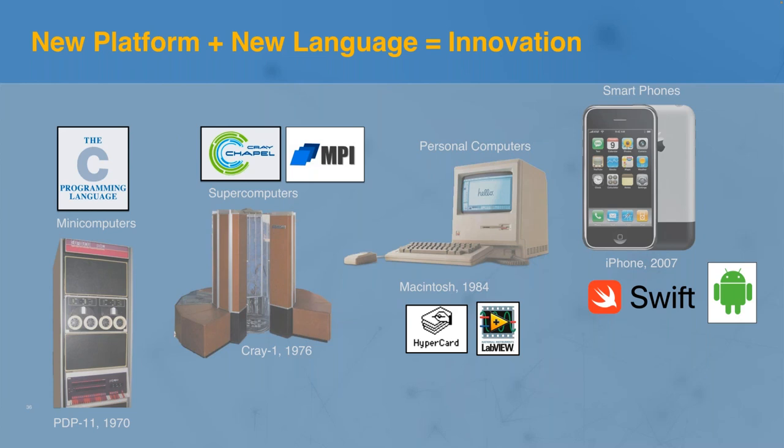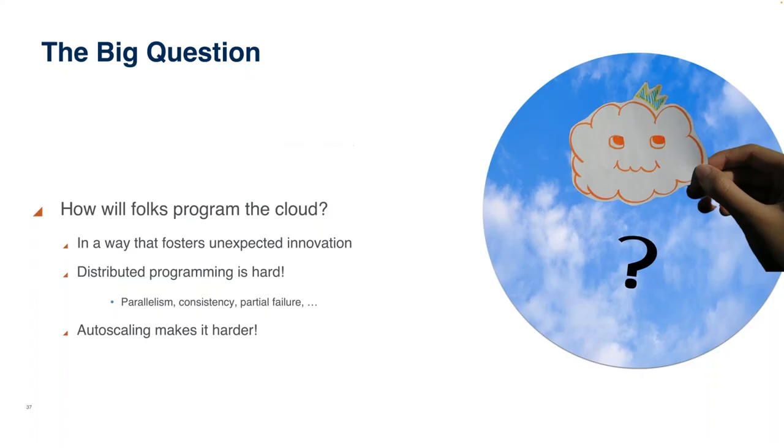Weirdly missing from this slide is the cloud. Cloud's been around since 2006 or so, when Amazon launched, and yet we still don't have a native programming model that fits the physics of the cloud and allows people to take advantage of its unique properties of being global and having thousands or millions of computers at our fingertips and having all this data at our fingertips. We're still writing programs for the cloud as if we were writing them for our laptop. It's kind of crazy. And so a big question in my research group is how will folks program the cloud in ways that foster the unexpected innovation that the cloud presents as a new platform?